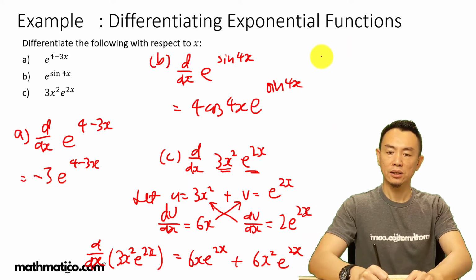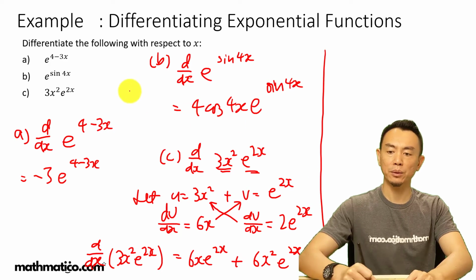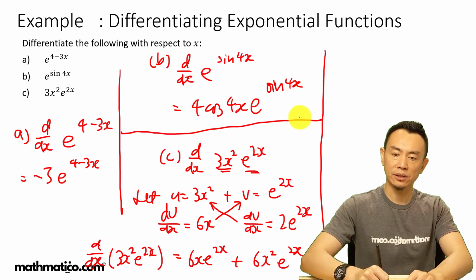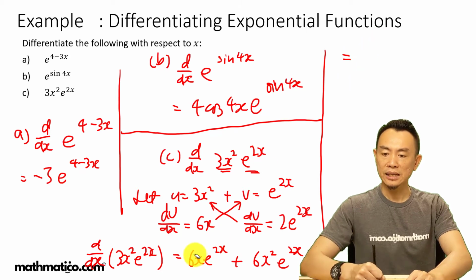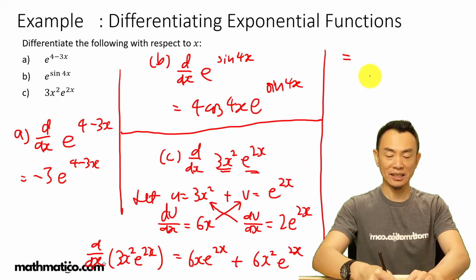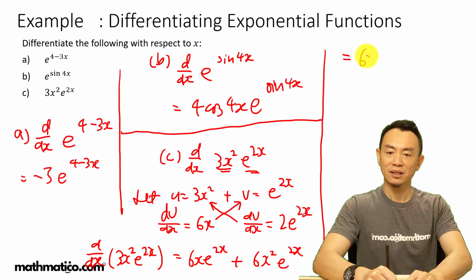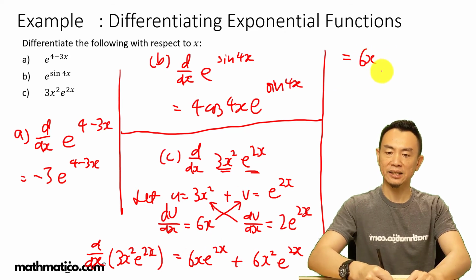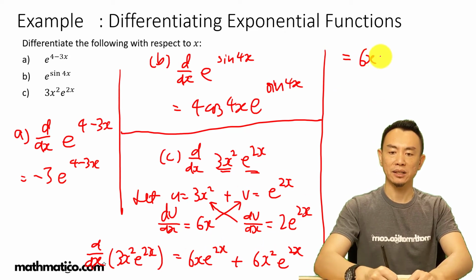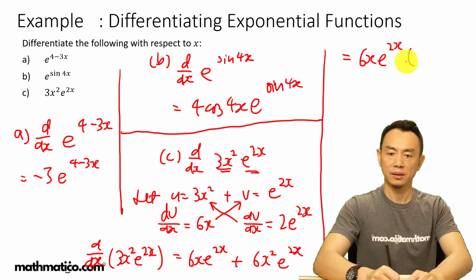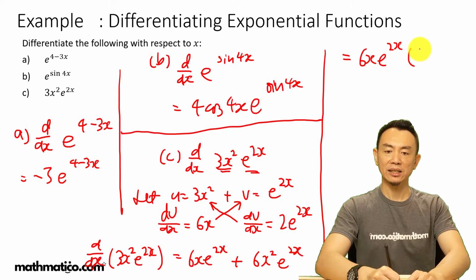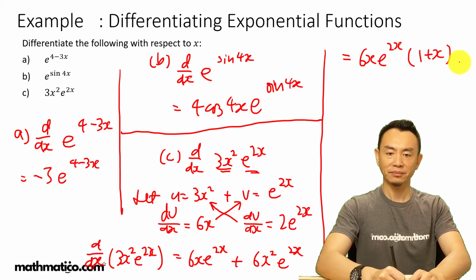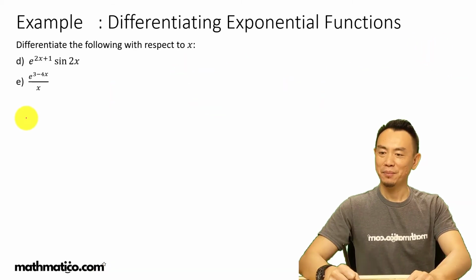For this kind of question, typically we will have to factorize the results. So this will be equal to 6x e to the power of 2x, which is the common factor. Both have 6, both have an x, and both have e to the power of 2x. Everything is factored out, so we're left with a 1 and we're left with x here, so there's 1 plus x. Alright, that's it.